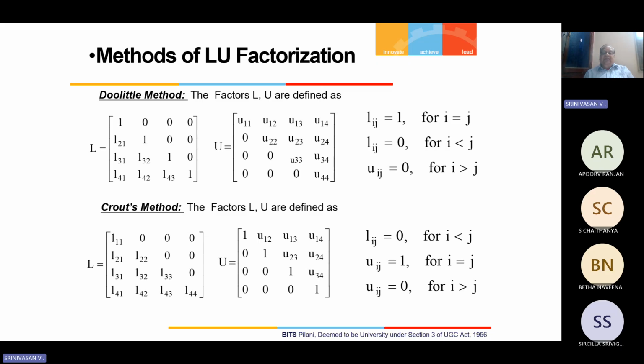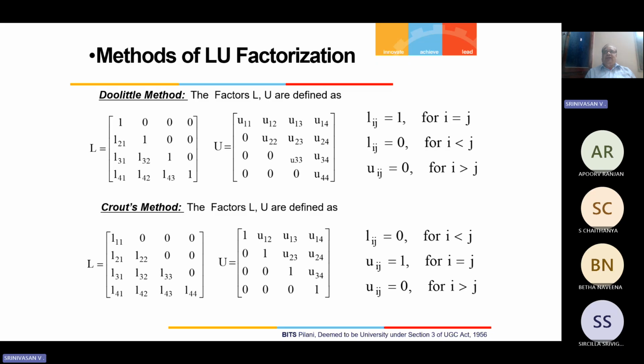And at the same time, in Doolittle's method, when this is the lower triangular matrix L, what is your U? It is just an upper triangular matrix. That means below the principal diagonal entries, you have zeros. So the upper triangular matrix is U11, U12, U13, U14; 0, U22, U23, U24; 0, 0, U33, U34; 0, 0, 0, U44. That is, L_ij equals 1 for i equal to j, L_ij equals 0 for i less than j, U_ij equals 0 for i greater than j.